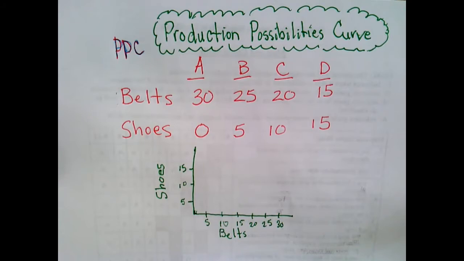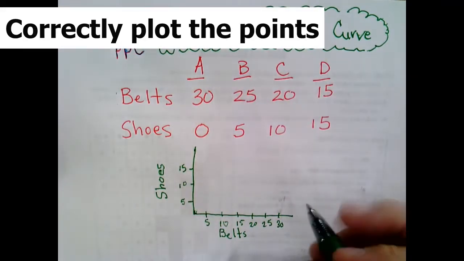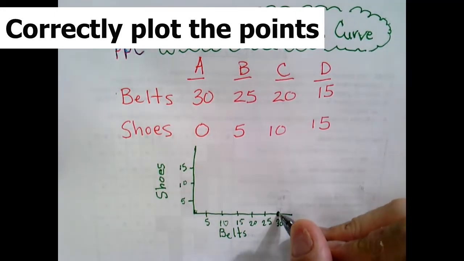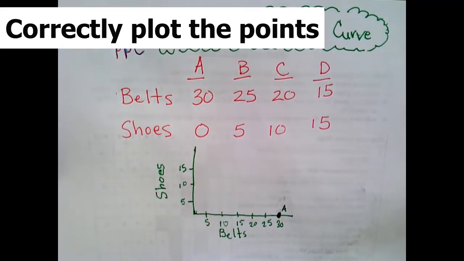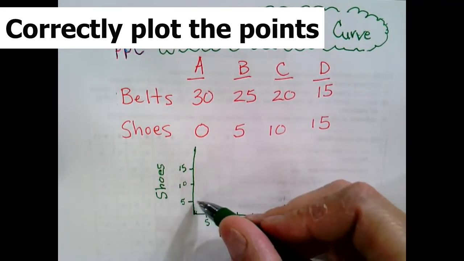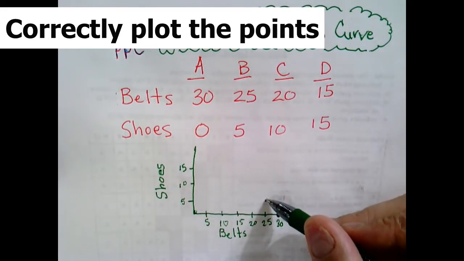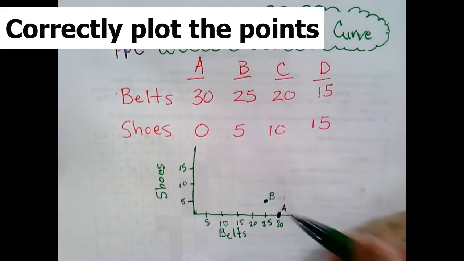So for point A, if we look at point A, remember how many belts? 30 belts. How many shoes? 0 shoes. So our point is going to be right here, and we're going to label that point A. Now let's go ahead and do point B. 25 belts, which is here, and 5 shoes. So I'm going to come across where 5 is. 25 is right there. So my point is going to be about right there. And I'm going to label that point B.